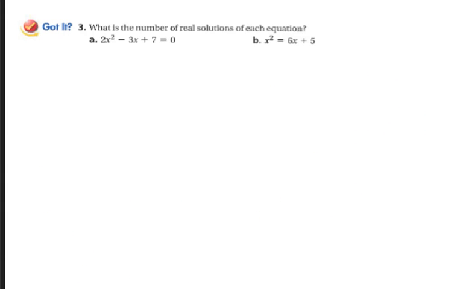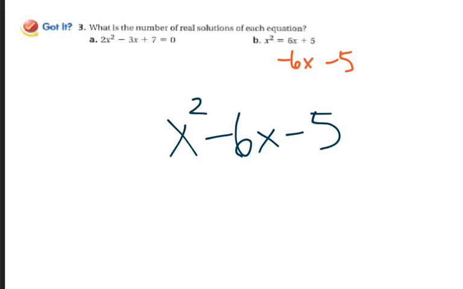The next one, notice it's not in good format. It needs to look like this. So the very first thing we're going to do is move the 6x and the 5 across the equal sign, and then we'll go from there. So we're going to subtract 6x, and let's subtract the 5 at the same time from both sides. So now it's going to be x squared minus 6x minus 5 equals 0, because if I move everything over to the left-hand side, there won't be anything left on the right side of the equation, so it will be 0.